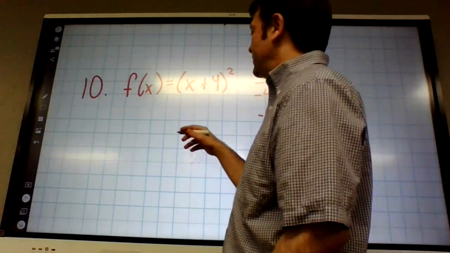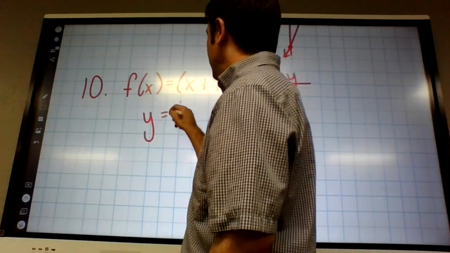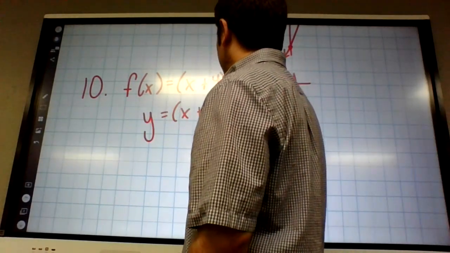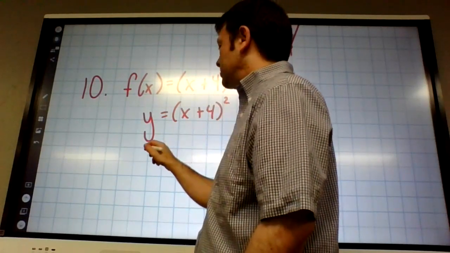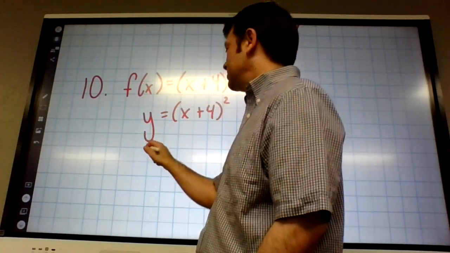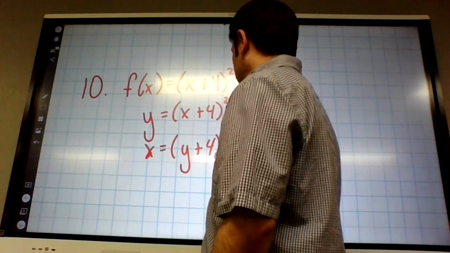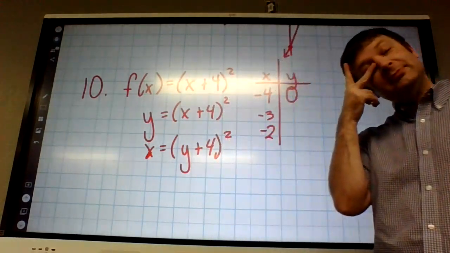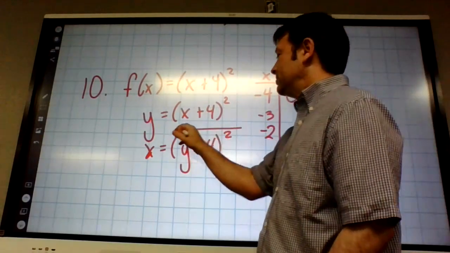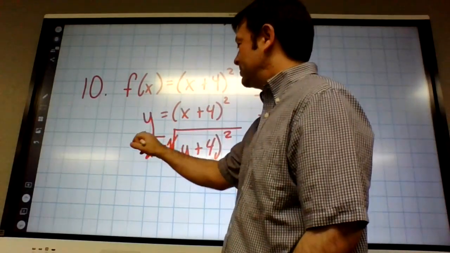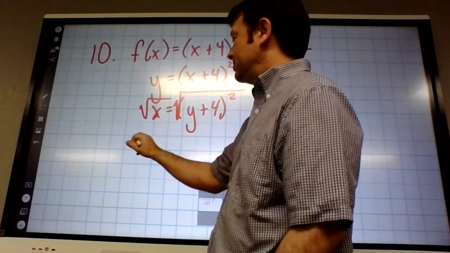Okay, let's do the inverse though. So the first thing is what? X equals y plus 4 squared. Square root. You guys know what's about to happen? Plus minus.